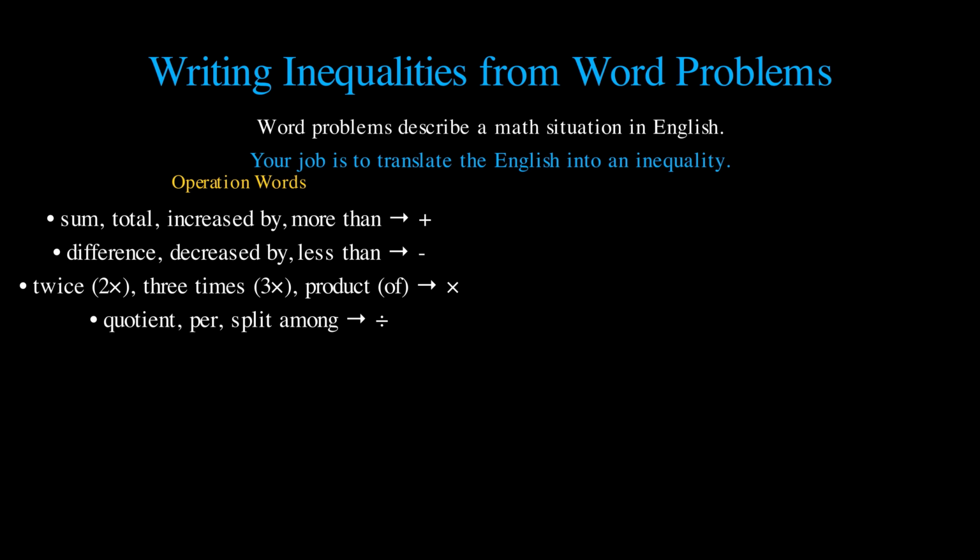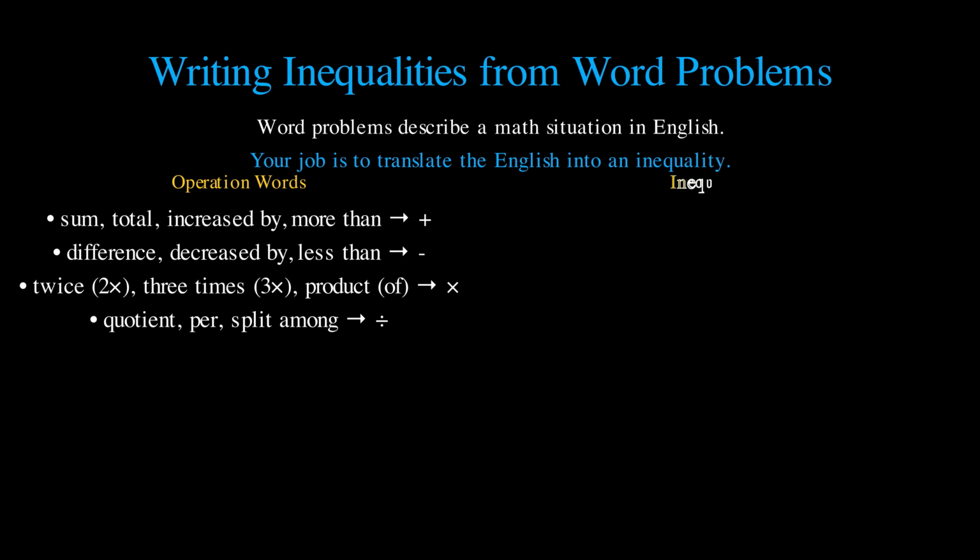Words like sum, total, increased by, or more than mean we are adding. Words like difference, decreased by, or less than mean we are subtracting. Words like twice, three times, or product of tell us to multiply. And words like quotient, per, or split among tell us to divide. You don't have to memorize everything right now, but you should definitely write this list down.